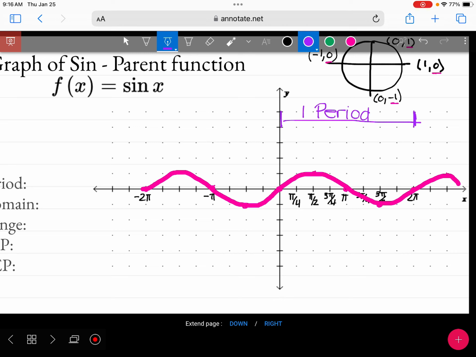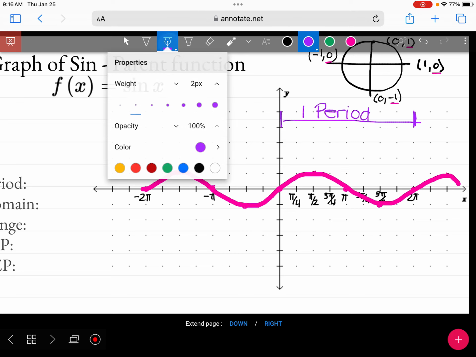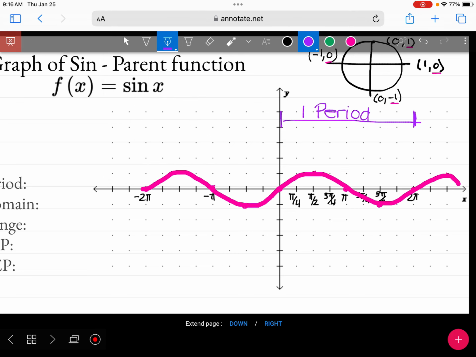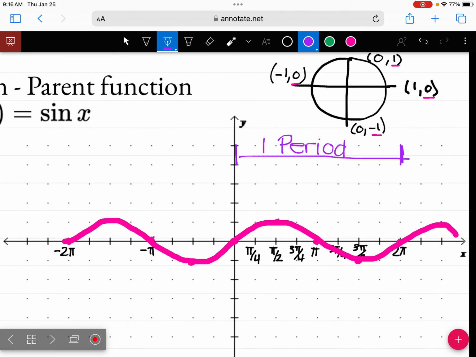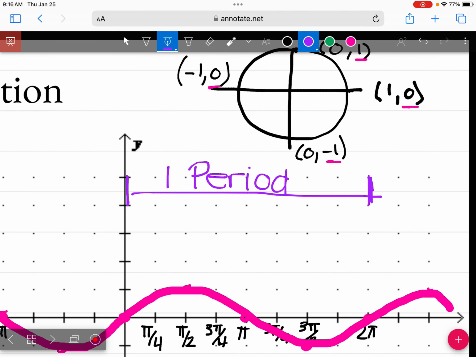That is one period of my graph. And we're going to measure it as a unit of length. So the length of one period is also the amount of time it takes to go all the way around my circle one time. And for our basic sine function, it's 2 pi. That's how many radians it takes to go all the way around my circle.